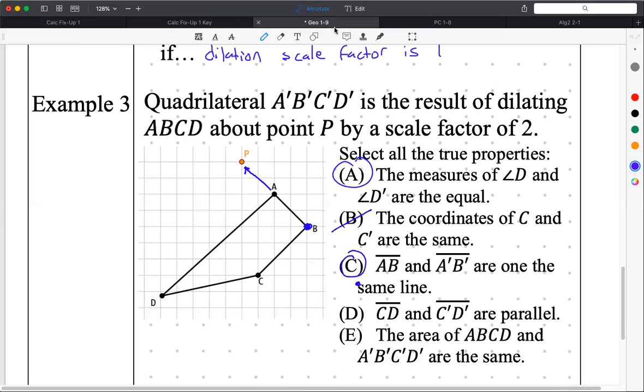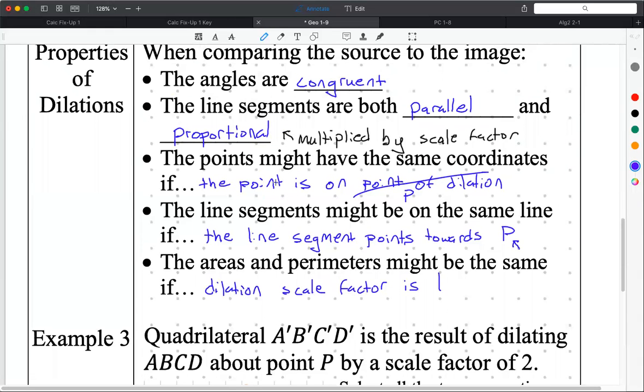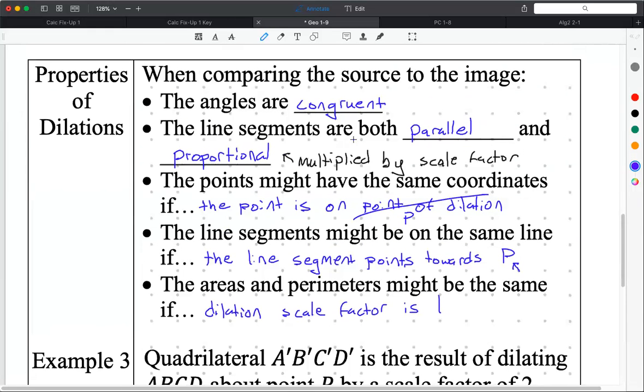That means that if I draw a line down here, these points are going to be on the same line. Everything here kind of lines up, which is pretty cool. So C is correct. That only happens when line segment AB points towards point P. What about D? Line segment CD and line segment C prime D prime are parallel. And again, I have told you this up here. The line segments are both parallel and proportional.